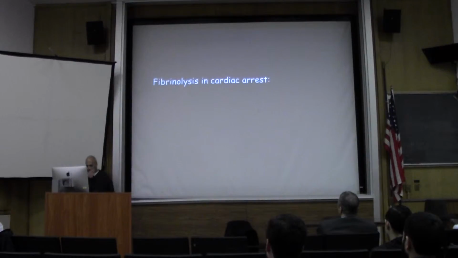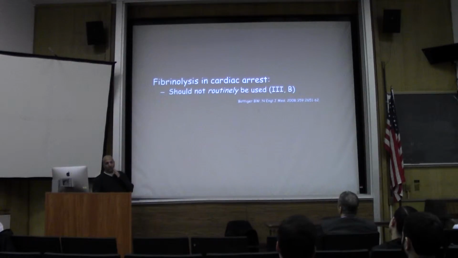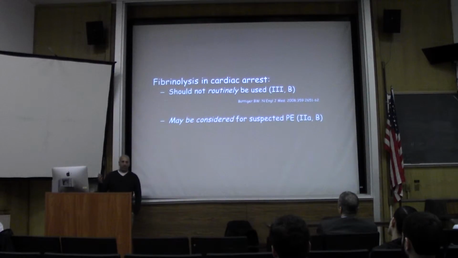Okay, what about things that don't have a benefit or may be harmful? Thrombolytics for routine cardiac arrest should not be routinely used. It's given a class 3 no benefit recommendation. But they qualify this by saying, if you suspect pulmonary embolus, you can thrombolyze.